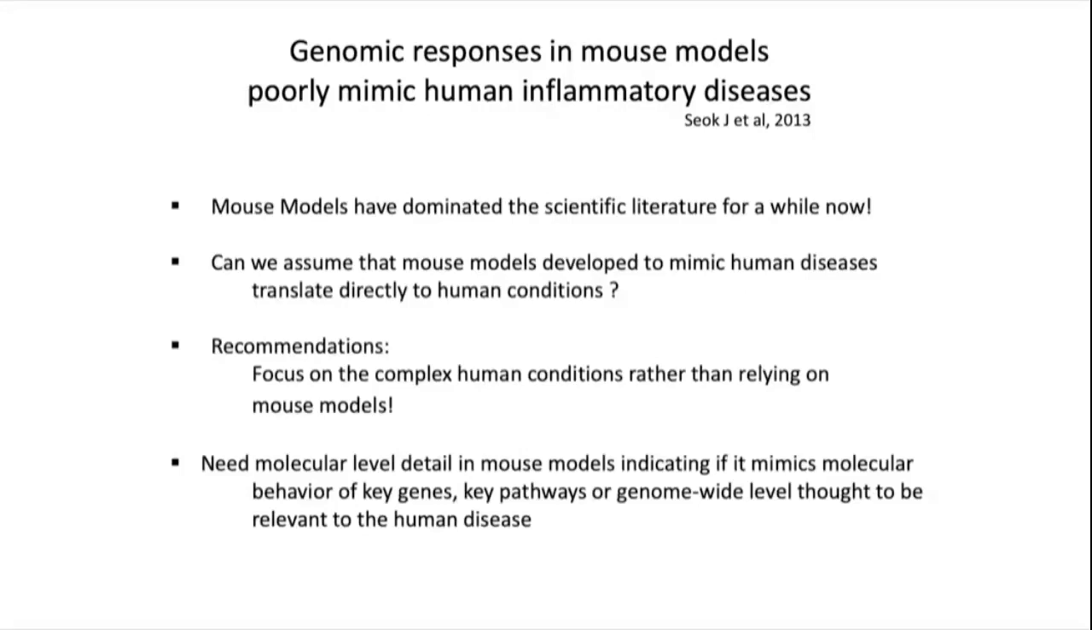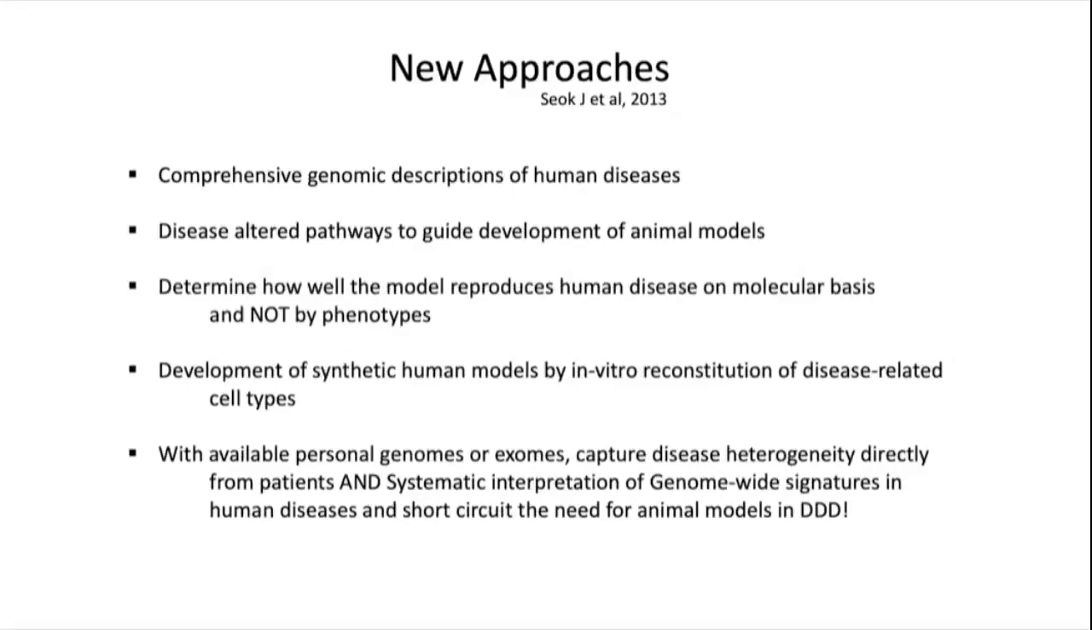Oh, that's a very serious allegation. They recommend several new approaches. The new approaches are like this. They say that we have to comprehensively describe human diseases at the genomic level to begin with. And if we are developing a model, the disease-altered pathways should be similar to what you see in human, then only these models can be really accepted as good models. And we have to determine how well the model reproduces human disease on a molecular basis and not by simple phenotypes.